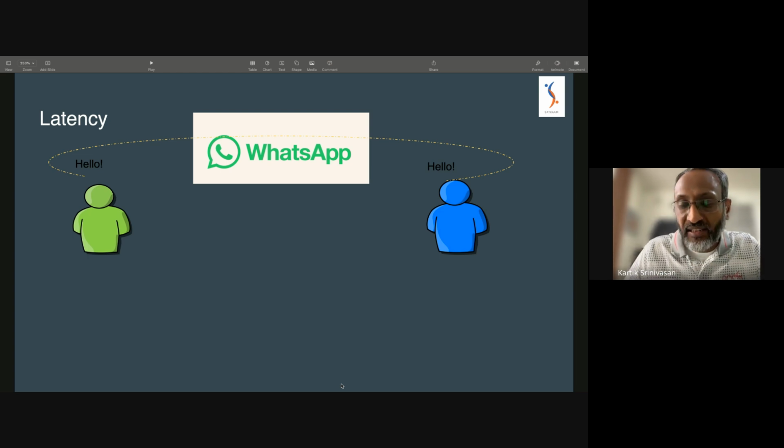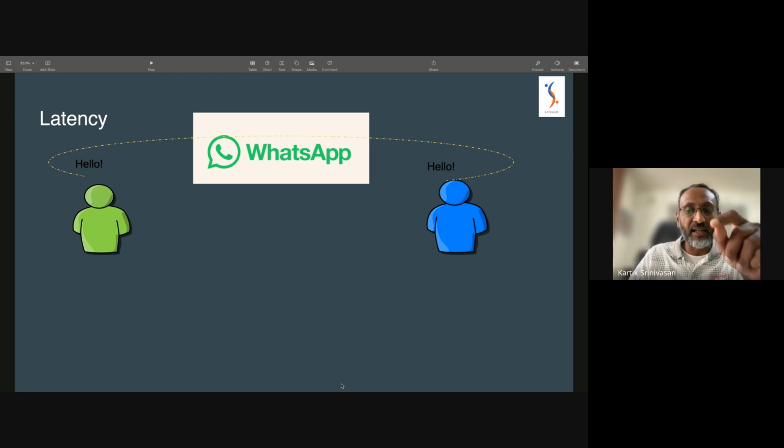Okay, so latency in the context of WhatsApp, as an example, is the time it takes for the green person to send a message that goes through the WhatsApp infrastructure and gets delivered to the person blue, right? So it's essentially the time it takes to say hello from the green guy out here to the blue guy out there, and the time it takes for the message to be delivered is the latency of that system. That is something that we need to understand.